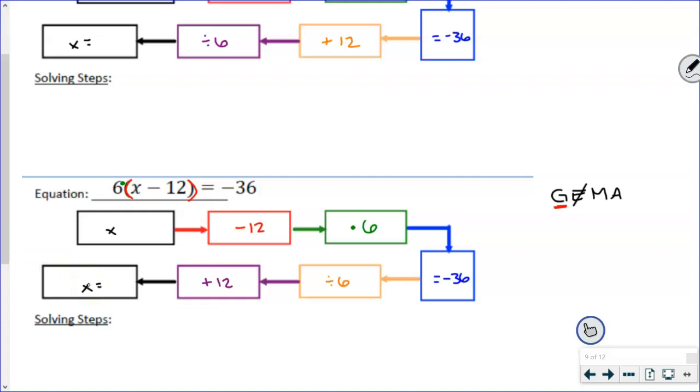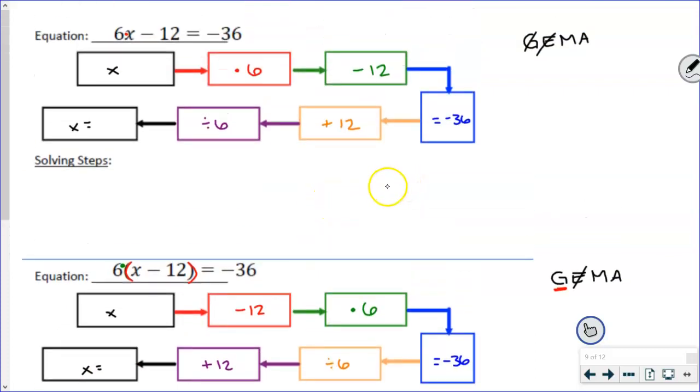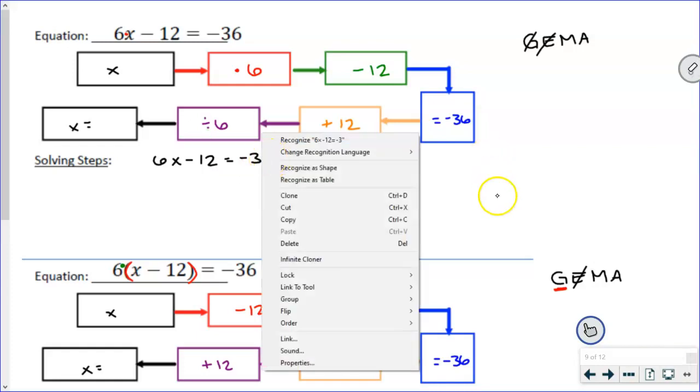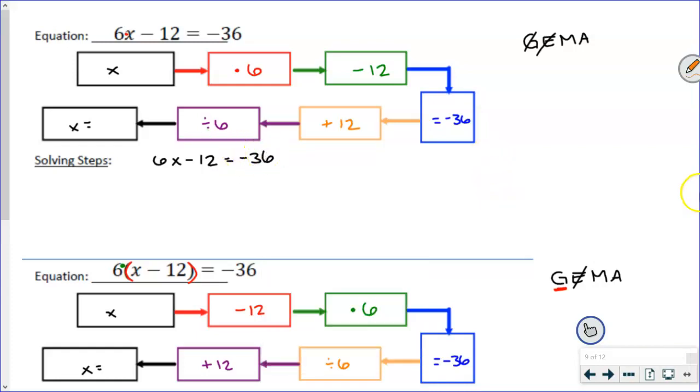Let's quickly go through both of these problems now that we've built our flow maps, and we can see, yes, they're similar, but they are different. Let's see how much of a difference that makes. Solving step, 6x minus 12 is equal to negative 36. What is the first thing I do to solve? Follow the flow map. We add 12. And whatever I do to one side, we do to the other side. Remember? Undone. So I'm left with 6x, which is equal to and balanced with negative 36 plus 12. Use your calculators. Don't make silly mistakes. Negative 36 plus 12 is equal to negative 24.